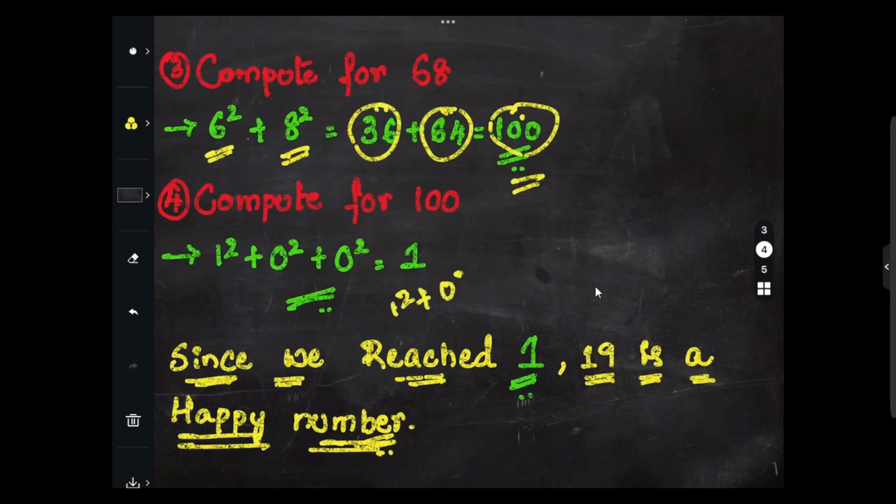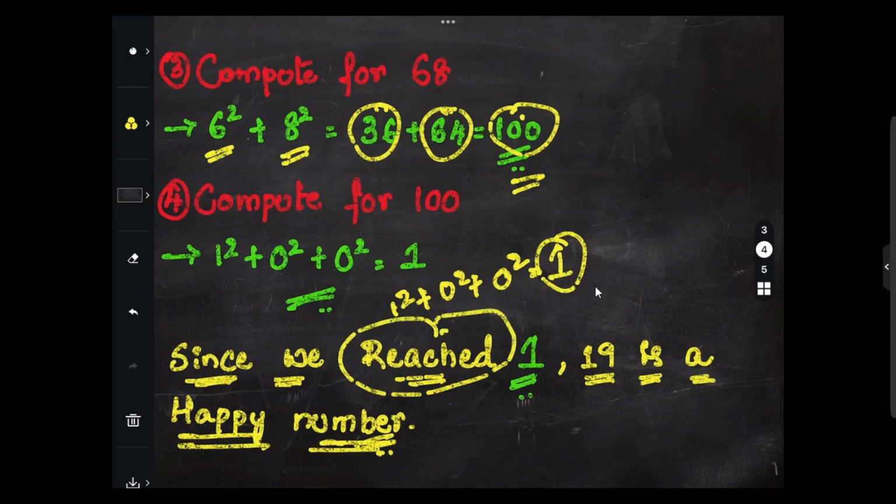For 100, we know 1 square plus 0 square plus 0 square is 1 plus 0 plus 0, so we get the output 1. Since we reached 1, 19 is a happy number in this case.